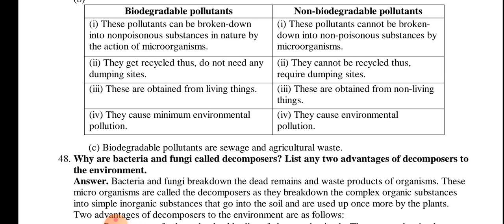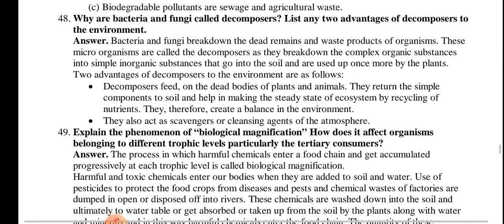They get recycled, thus do not need any dumping sites. They cannot be recycled, thus require dumping sites. These are obtained from living things. These are obtained from non-living things. They cause minimum environmental pollution. They cause environmental pollution. Biodegradable pollutants are sewage and agricultural waste.